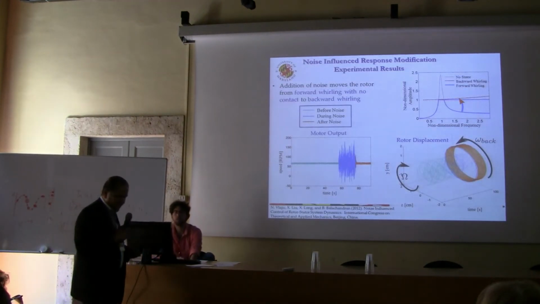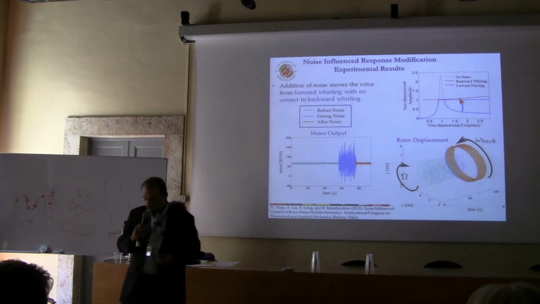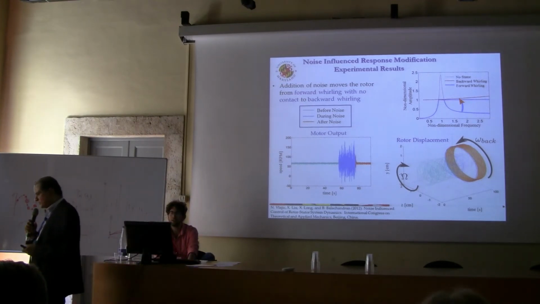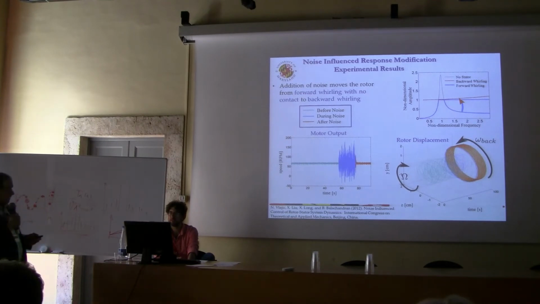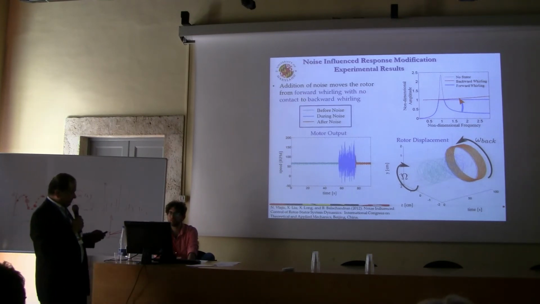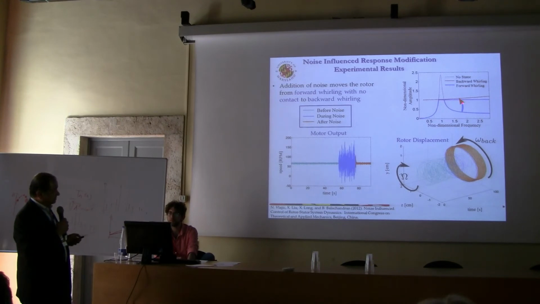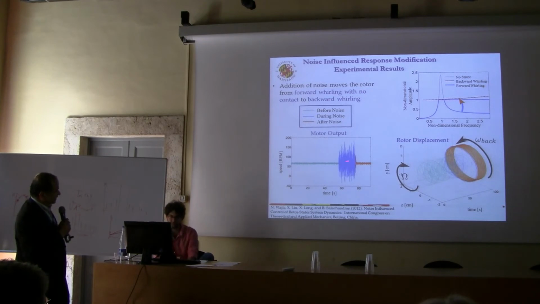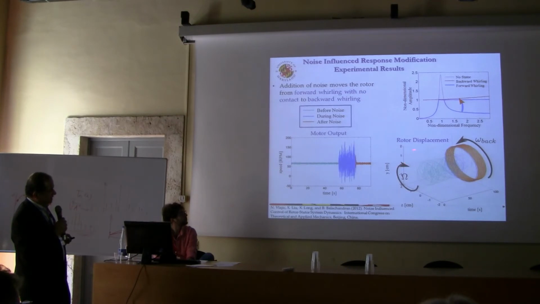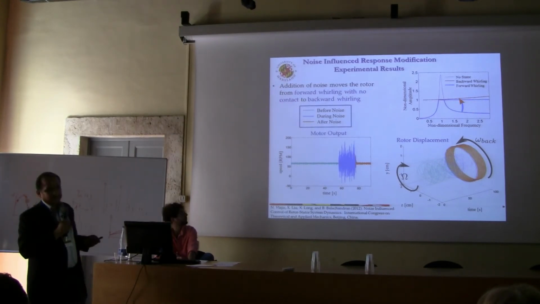Okay. So what we did in this case, we tried to use noise to see if we could move from one response branch to another response branch. So these are experimental results. The experiments pretty much are aimed at seeing if I could move from this branch of forward whirling without contact to the backward whirling branch. And so we start at the drill speed and then we impose noise in the system, the servo motor, and cut it off. And what you see, I'm moving from a forward whirling state to a backward whirling state. So essentially the noise allows me to move from one branch of solutions to another branch of solutions.